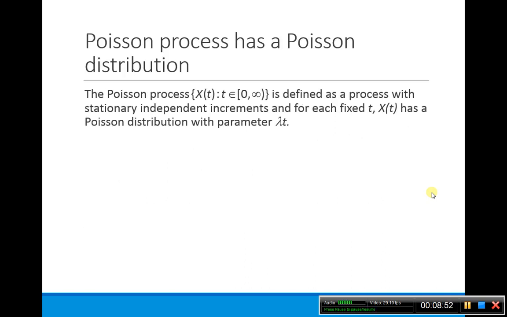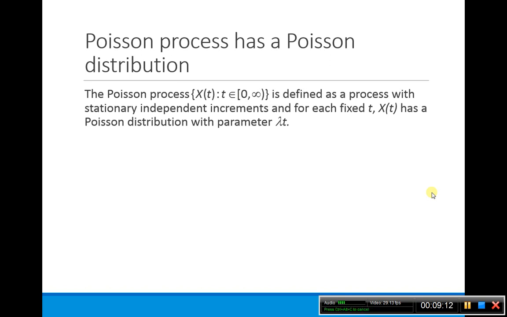Okay, so more of the description about it: the Poisson process is defined as a process with stationary independent increments, which we already said, for a fixed t. And X of t has a Poisson distribution with parameter lambda t. So this is actually what we're going to derive.